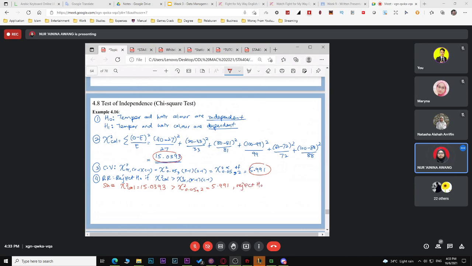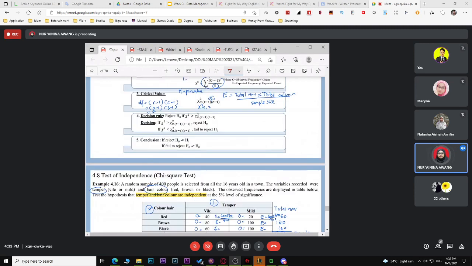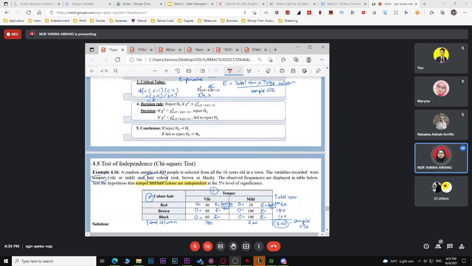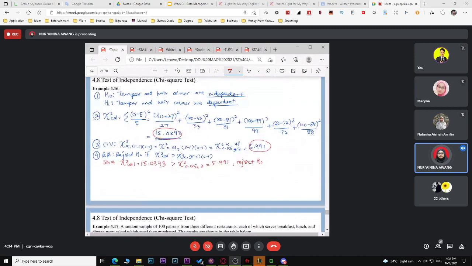As I mentioned before, for your conclusion, you can just directly write the conclusion, in this case, for example, reject H null. When we reject H null, we say that temper and hair color are dependent. So for your conclusion, you can write: temper and hair color are dependent.